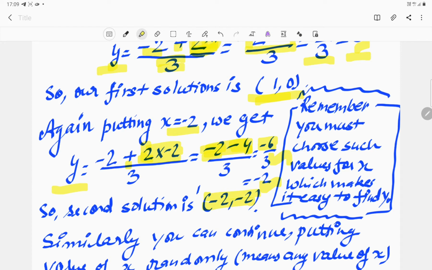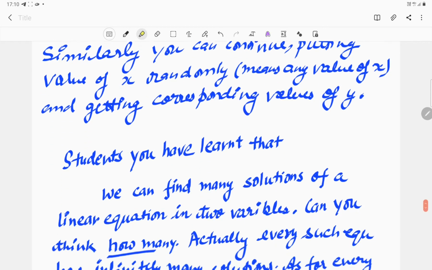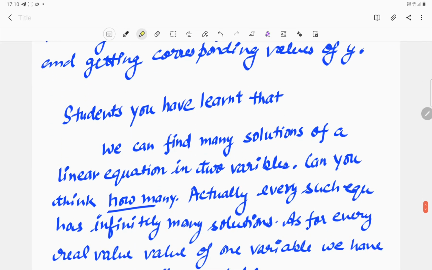Now here is something for you to remember, that while choosing some values for x, you must choose such values of x which make it easy to find the value, which makes your calculation a little bit easy. So if you continue like this, putting the values of x randomly, meaning any value of x, and getting corresponding values of y, we can continue the process.